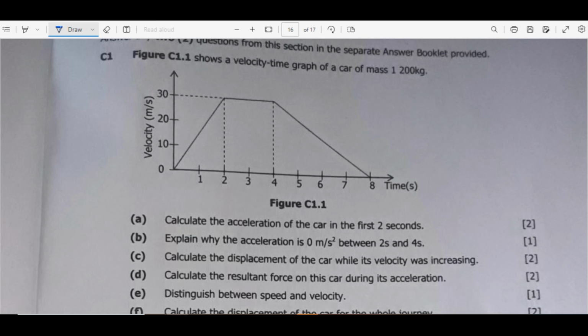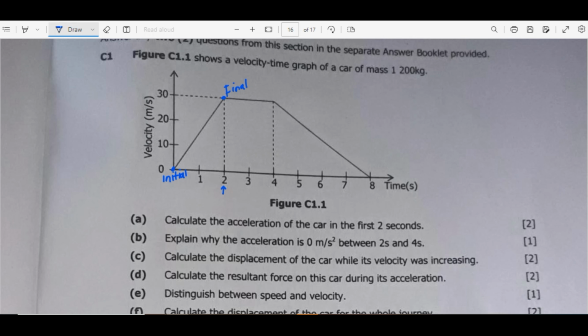Now, if you look at the first question, we are asked to find the acceleration in the first 2 seconds. So the first 2 seconds is at this point. The origin is here. Here we are going to have the initial velocity, because this is where the car was starting. Then the final velocity for this one will be this one. Now, acceleration is given in meters per second squared.